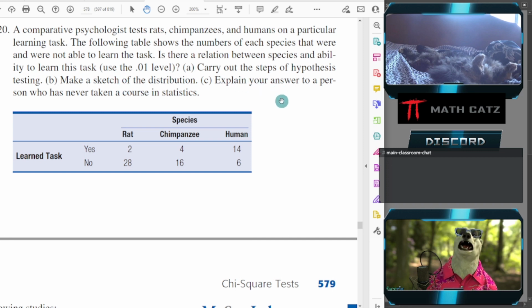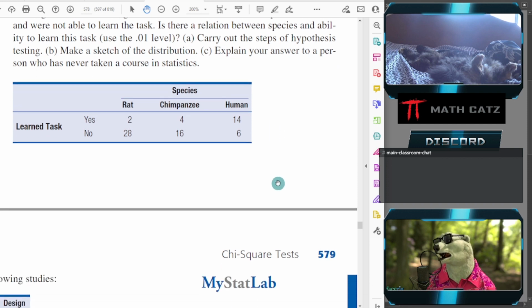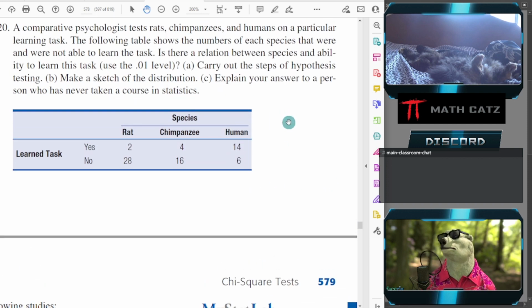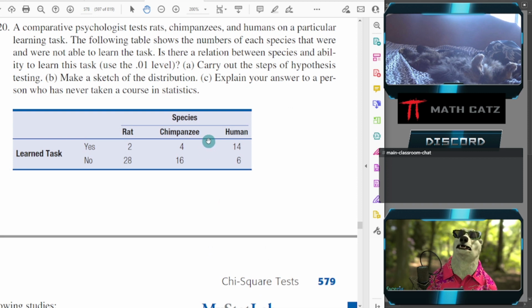So we want to again go through our hypothesis testing procedure to sketch the distribution. And as we go, we'll explain what we're doing. We're not going to write out part C. That's the way we usually do it. But of course, you can take notes of what we're saying, and then you have answered C. So let's just check there's no follow-up. No, okay. We want to investigate: is the ability to learn this task independent of the species type? Or is there some connection between these?